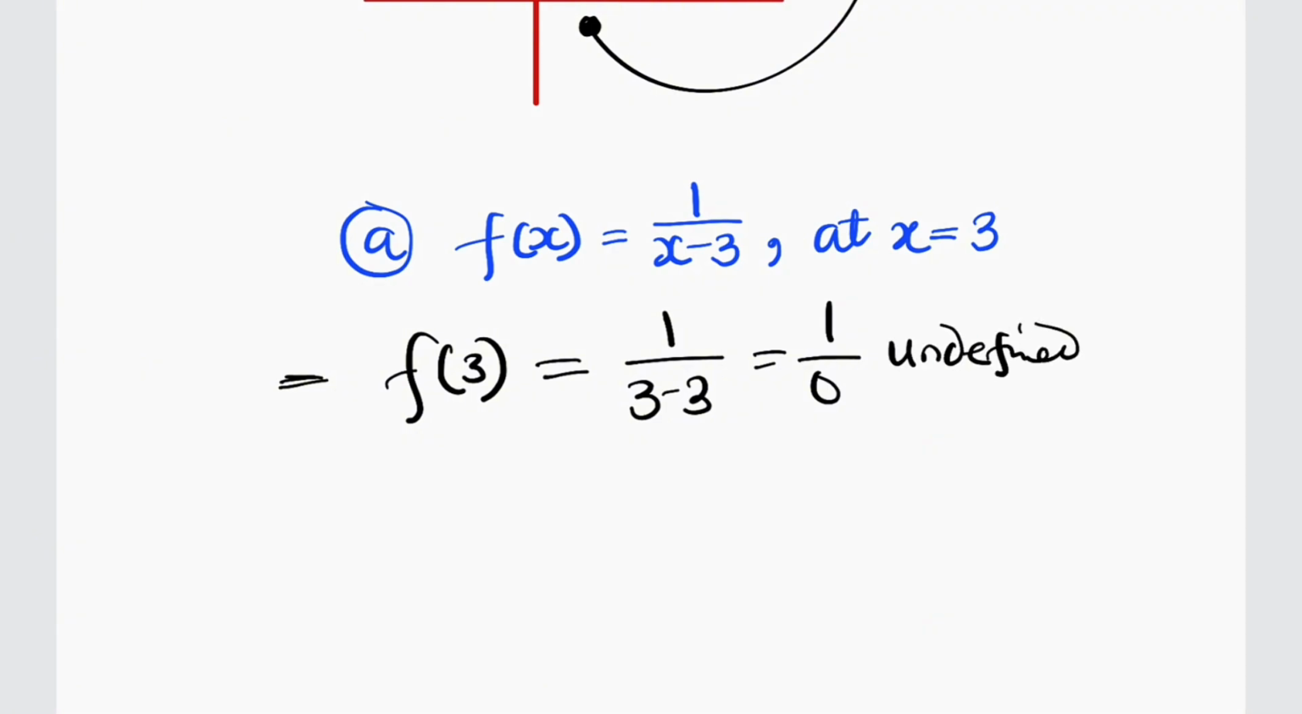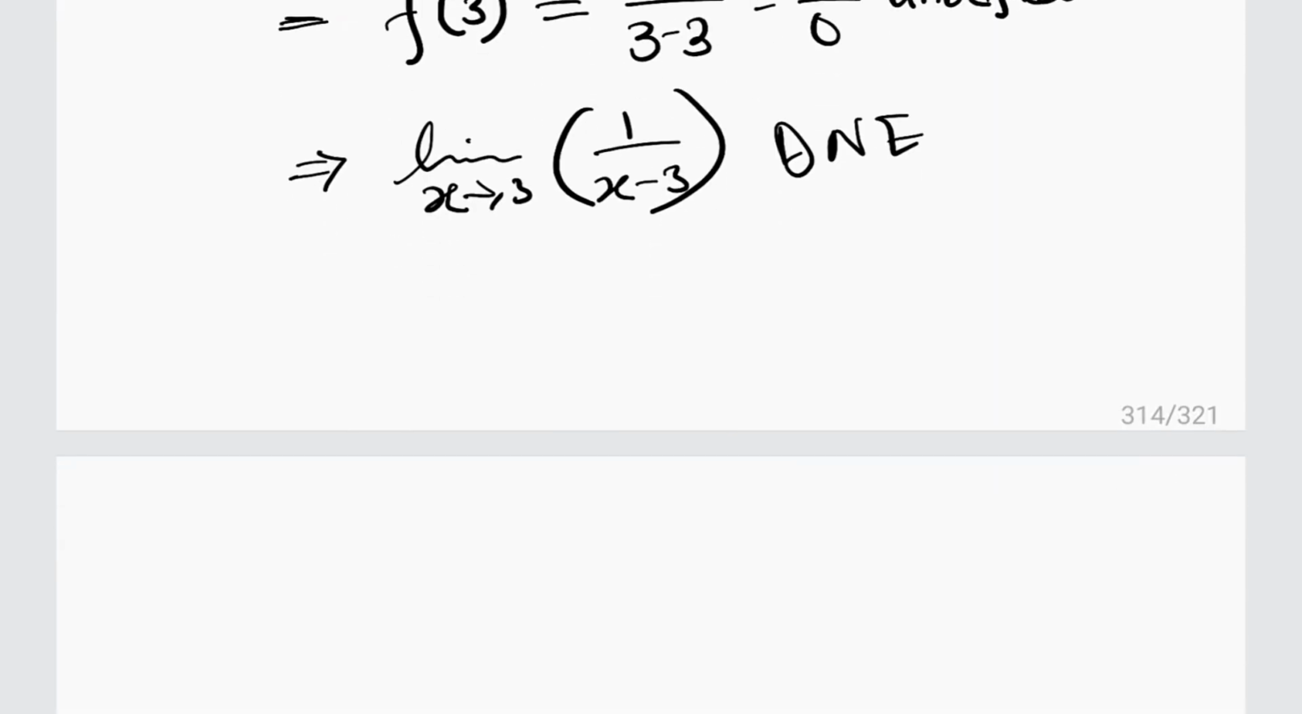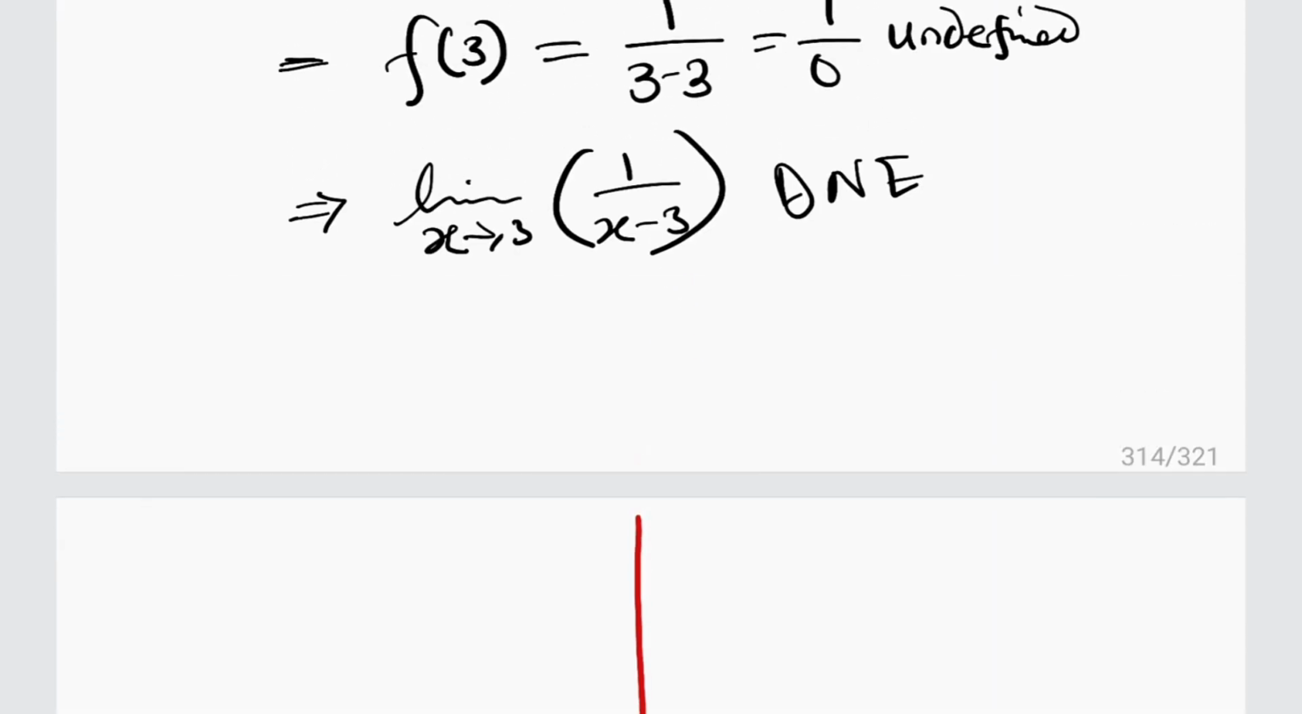So it fails. We don't even have to waste our time checking for the limit, because the limit as x approaches 3 of this function 1 divided by x minus 3 does not exist. Do you want me to prove it? You can even look at it graphically. Let me show you the graph. Okay, let me do it here.